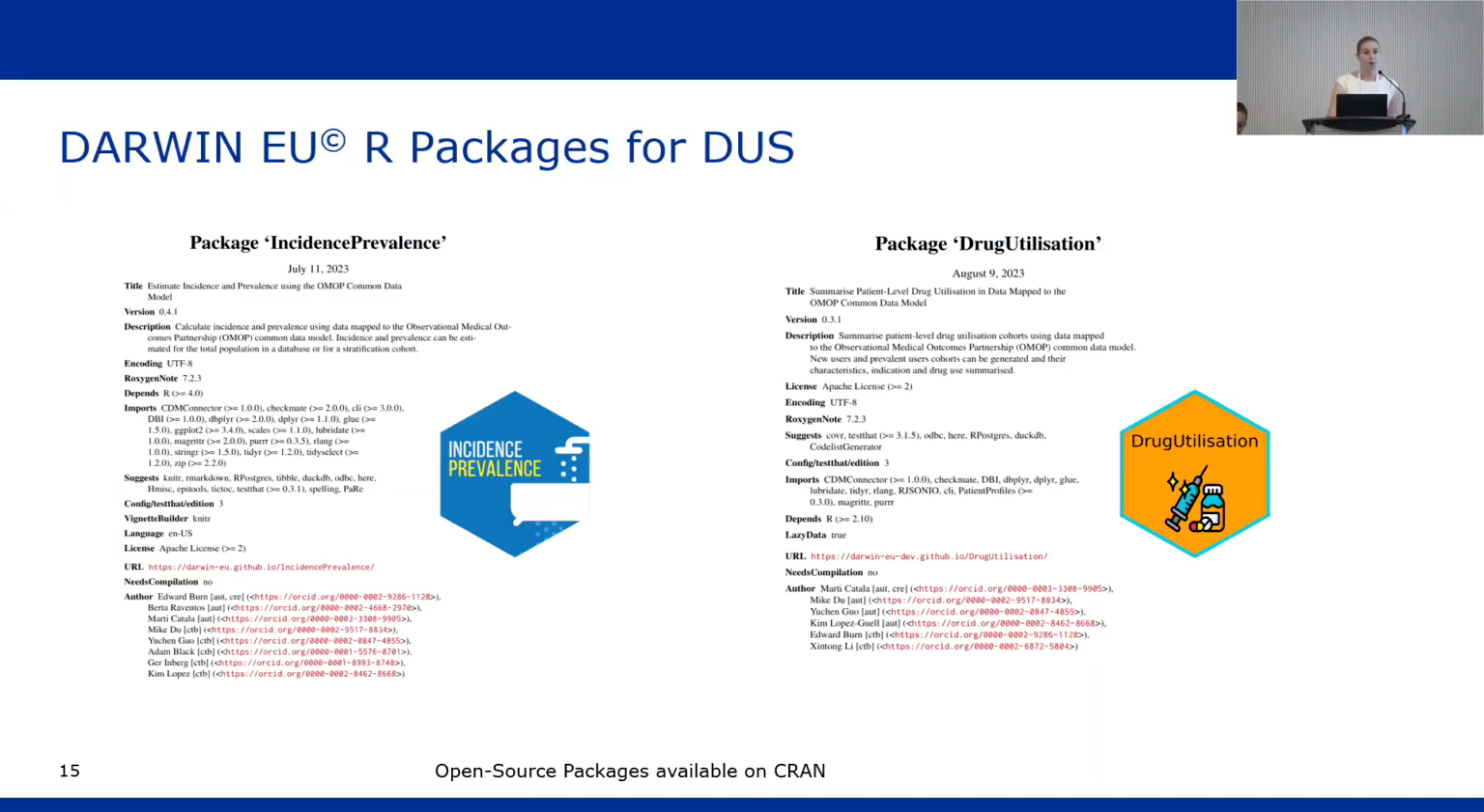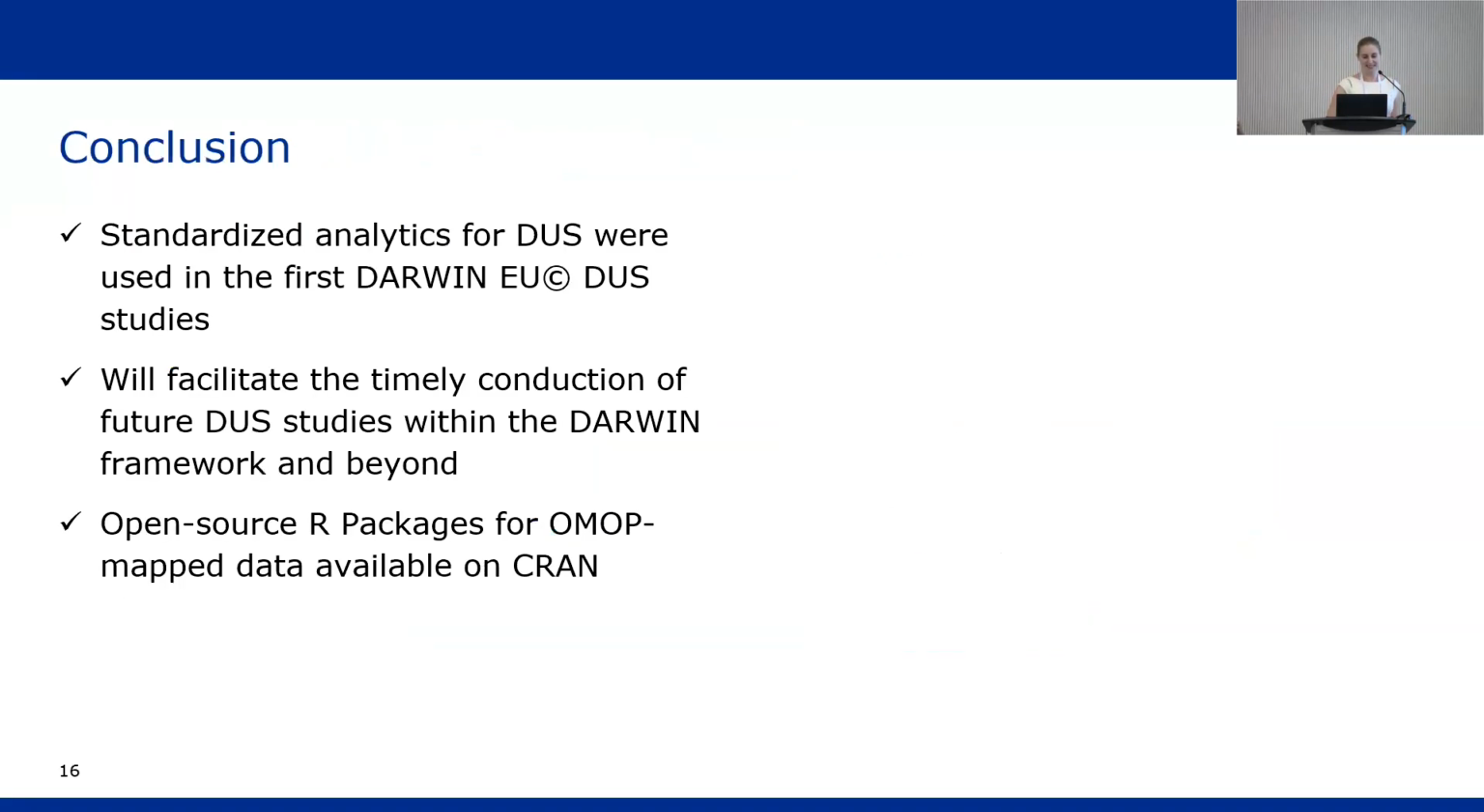There are two R packages that have been developed, the IncidencePrevalence package and the DrugUtilisation package, particularly to facilitate these types of analyses. They're very nice because they're very well documented. They're on CRAN, publicly available. My colleagues at the Oxford group were leading on developing these. They're publicly available, very well tested, and frequently used by us.